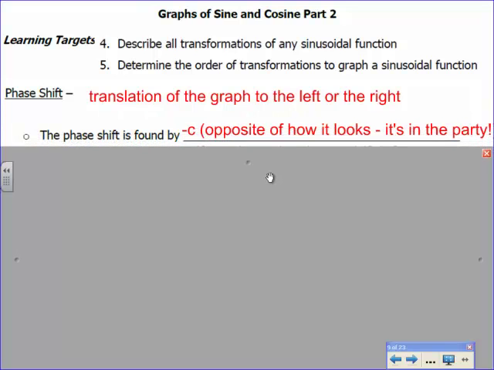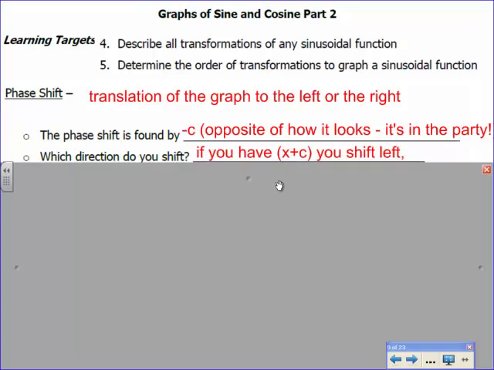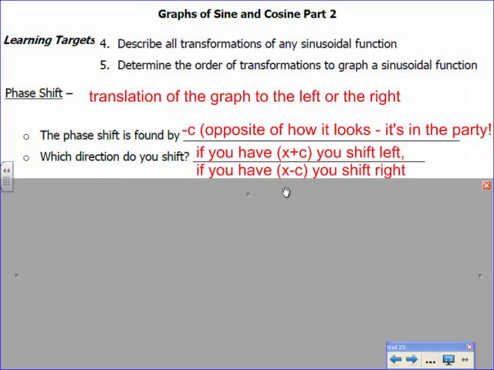You find it by finding the opposite of how it looks because it's inside the parentheses in that equation, x plus c. So it's always going to be the opposite. So if you have x plus c, you move left. If you have x minus c, you move right.